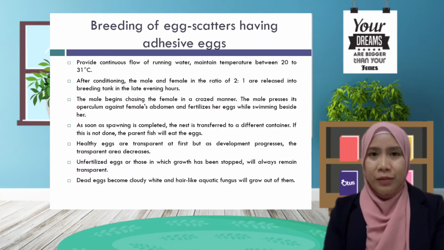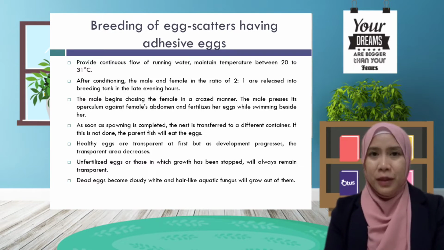After conditioning, the male and female in the ratio of 2 to 1 are released into the breeding tank in the late evening hours. Egg laying usually takes place within 6 to 12 hours. The male begins chasing the female in a frenzied manner. The male presses its operculum against the female's abdomen and fertilizes her eggs while swimming beside her.